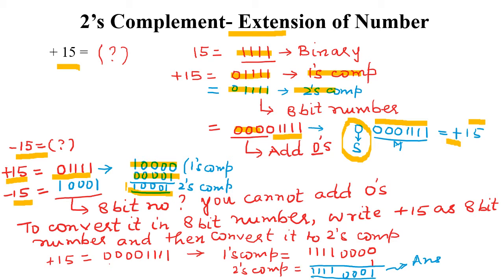First, we have to write plus 15 as an 8-bit number and then take its 2's complement. So if I write plus 15 as an 8-bit number, it is equal to 4 zeros and 4 ones, as I had represented here. Now take its ones complement, which is equal to 4 ones and 4 zeros. To convert it into a 2's complement value, add a 1 to this, so it becomes 4 ones, 3 zeros and 1, and so this is the 8-bit representation of minus 15.